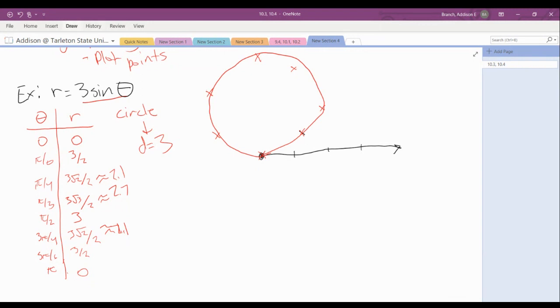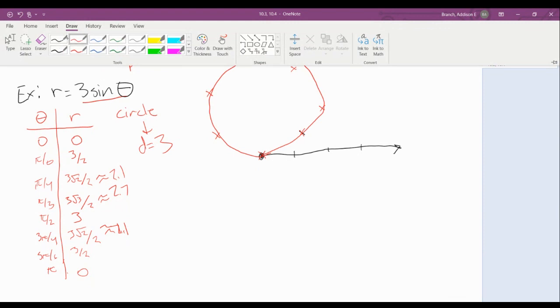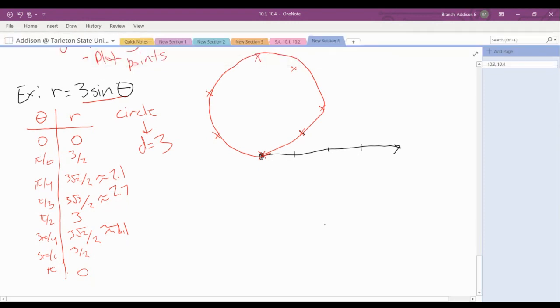And this is going to be a form that'd be good for you to recognize. And then another form, so we have the form r is equal to some a sine of theta. And then if a is positive, you'll get something looking like this, going straight up.